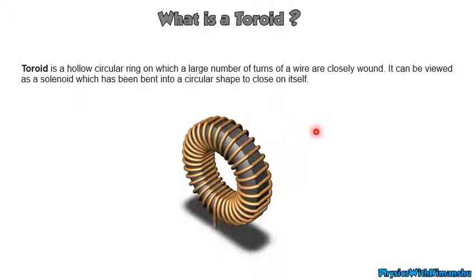So if we take a solenoid and bend it to give it a circular shape, then it will turn itself into a toroid. So a solenoid when bent into a circular shape will form a toroid. So this is how a toroid looks like.